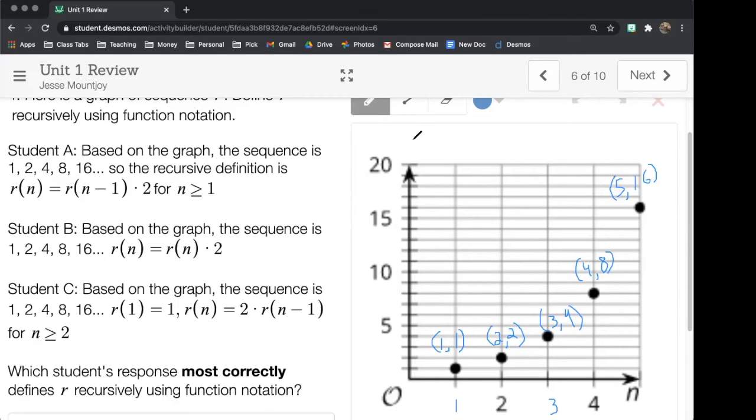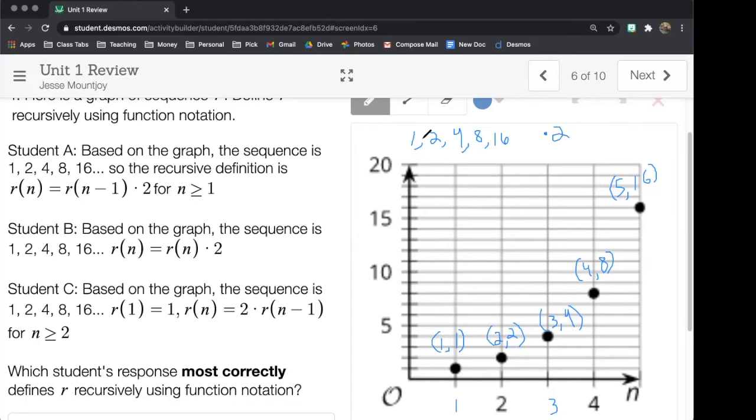Well, my first number in the sequence is a 1, then it's a 2, then it's a 4, then it's an 8, then it's a 16. So what is the rule with this? I can see that I'm just multiplying by 2 every time. So I know that I am multiplying by 2 times the previous term.